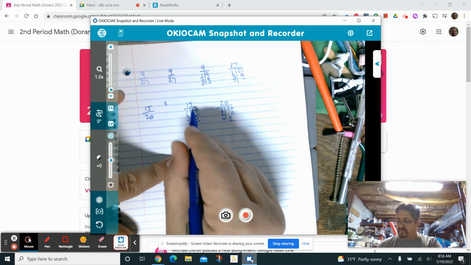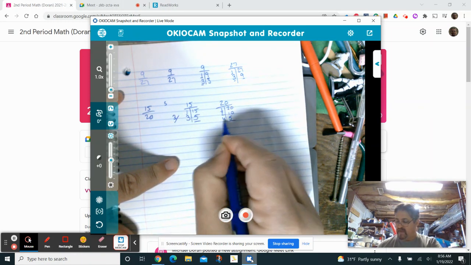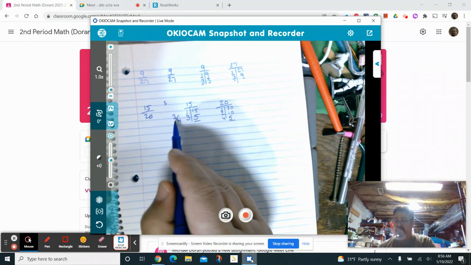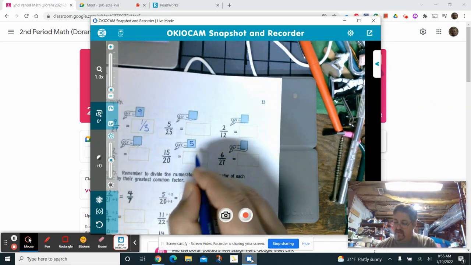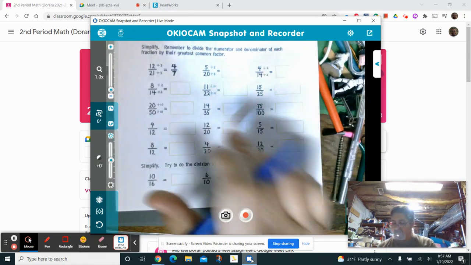So right across from the 15, divided by 5 is 3. 20 divided by 5 is 4. So our reduced fraction becomes 3/4. GCF is 5, greatest common factor, and the fraction reduces down to 3/4. Now down here, they don't tell us what to do.